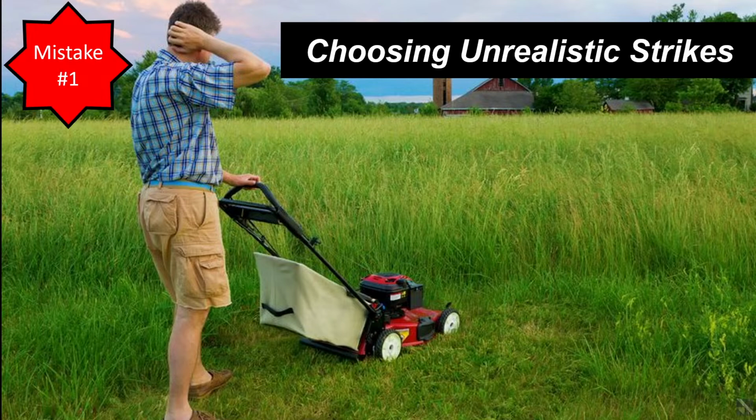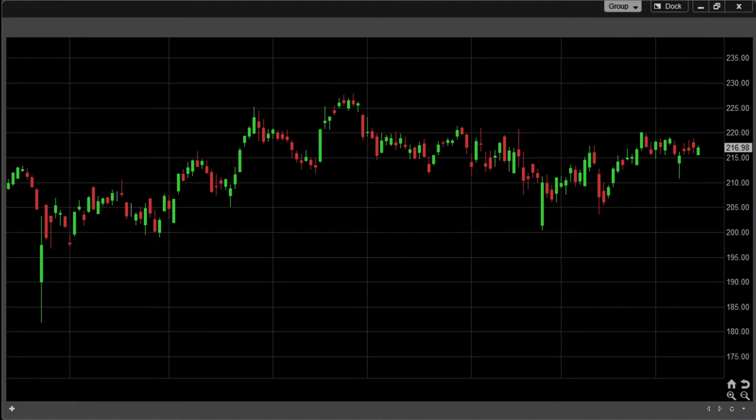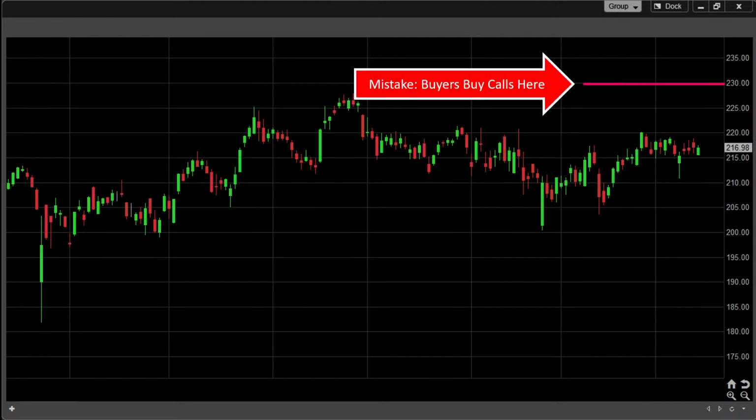They choose option strike prices that are so far away, the stock has no chance of hitting it. Here's what I mean. Here's a stock. Let's say someone was bullish on the stock. A mistake a lot of option buyers make is this. They buy calls with strike prices way up here. The stock's at 216. For them to make money, it's got to go to 230.